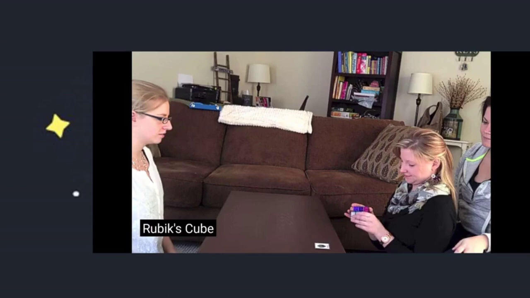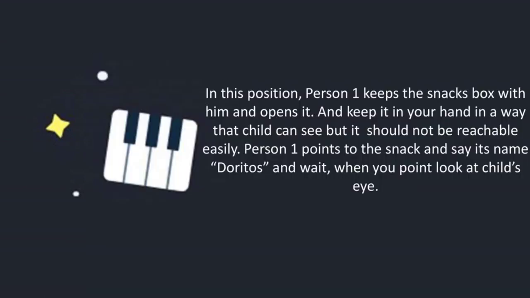In this picture, the person on the left of the table, in the white color dress, is person 1, and the person in the black color dress is the child, and person 2 is sitting behind the child. You can either sit behind the child or next to the child, and the picture which you have taken is right in front of the child on the table. Initially they have used a Rubik's cube here. Initially the cube or the snack should be with person 1. So in this position, person 1 keeps the snack box with them and opens it. Keep it in your hand in a way that the child can see, but it should not be reachable easily.